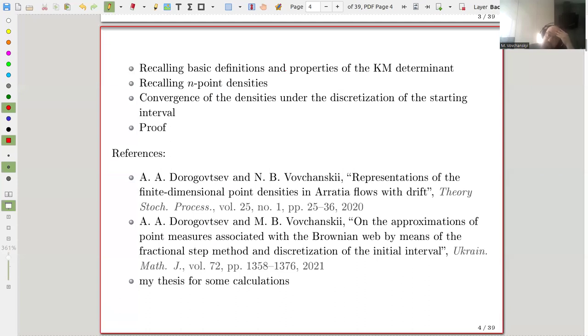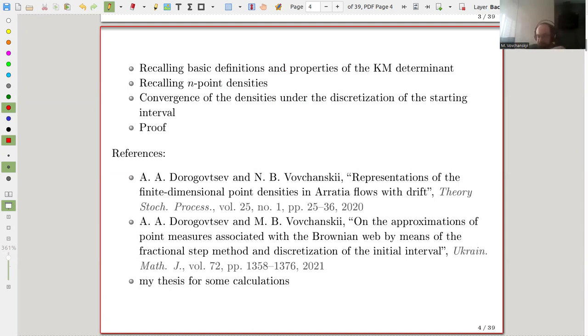Unfortunately, I'm sorry. So we proceed as follows. We will recall some basic definitions that we need and some properties of the Karlin-McGregor determinant that were crucial for the previous talk and are also important for us. Then we recall what these endpoint densities are, and then we will discuss the main result and the proof.